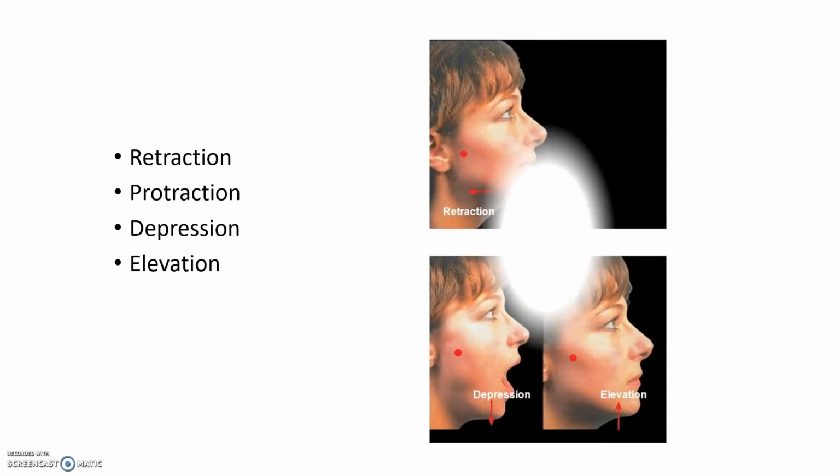And then we have retraction, which is moving structures posteriorly out of the anatomical position, like when the mandible is moved to the back. And then we also have the opposite, which is protraction, and that is moving the structure, or in this case, the mandible, to the front. We also have depression, which lowers the bone, like when you lower your mandible to take a bite out of your food. And the opposite of that will be elevation.